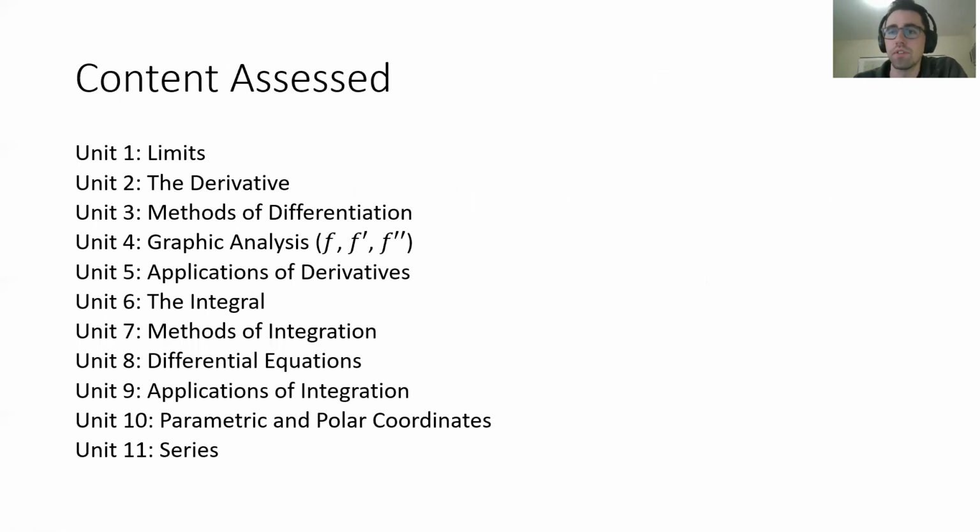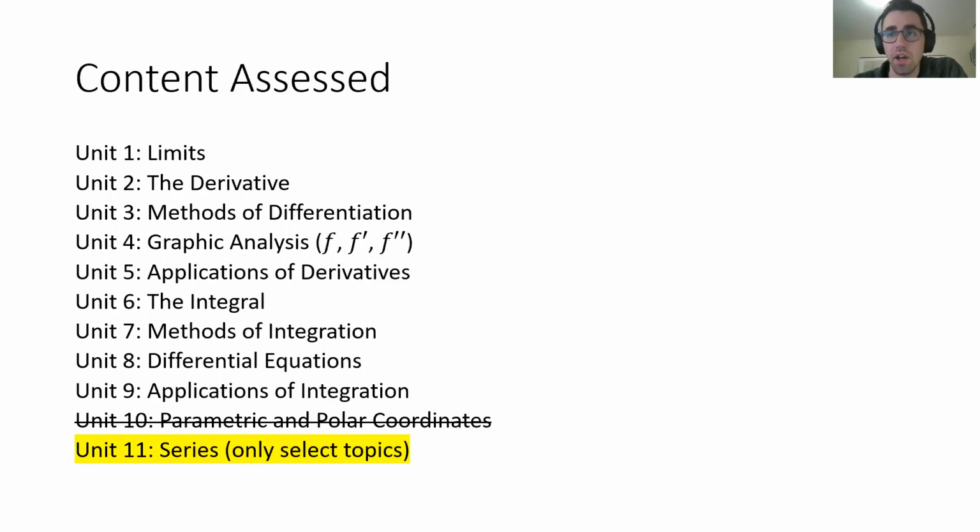First off, the units that are assessed on the original BC exam are units 1 through 11, starting with limits, ending with series, like we just finished off with the integral test. The big changes are these. There is no parametric or polar coordinates on the BC exam.